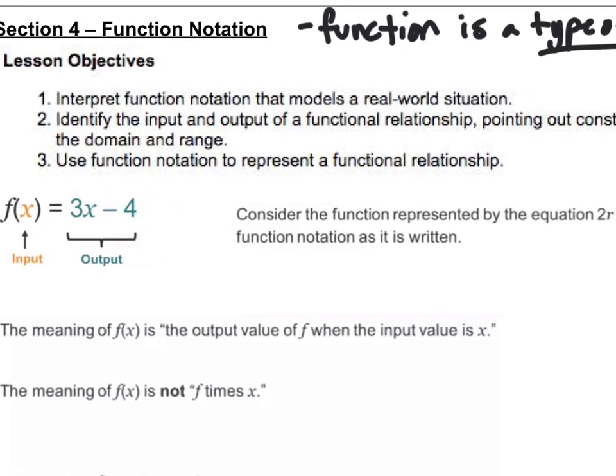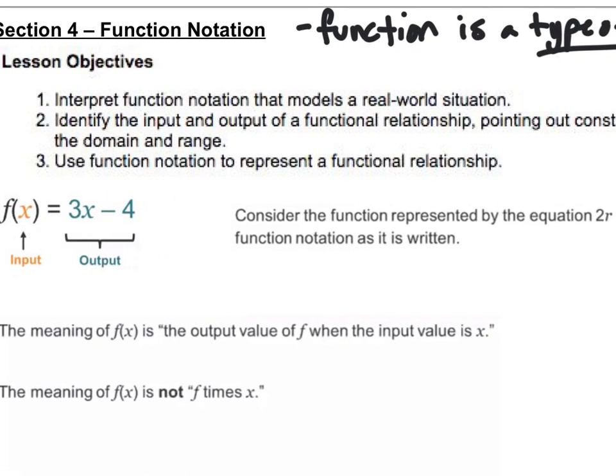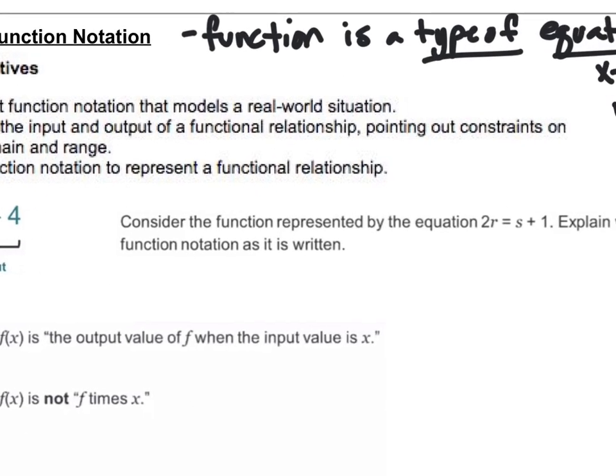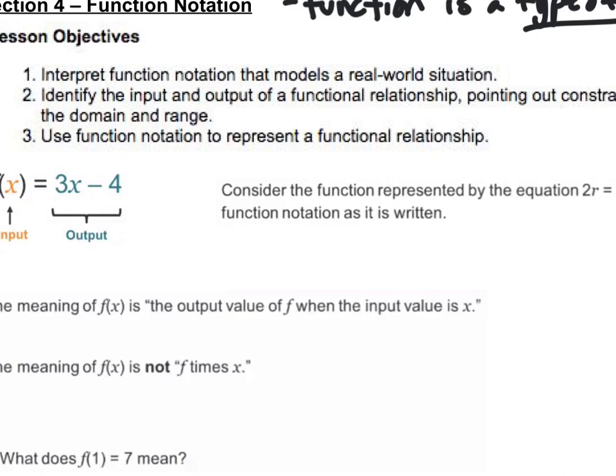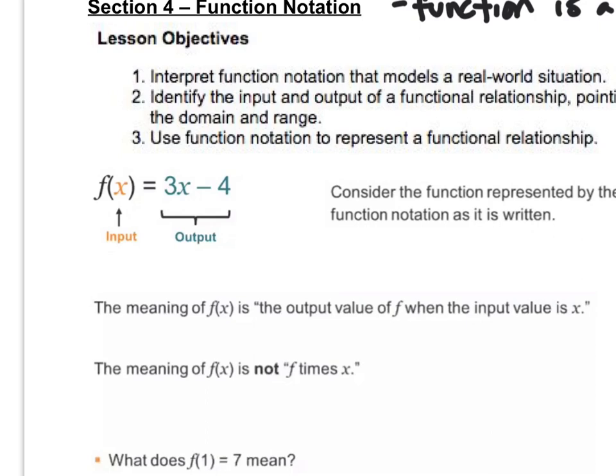And just before we go on, we talk about our objectives. We need to interpret function notation that models a real-world situation, identify the input and output of a functional relationship, pointing out constraints on the domain and range, and then use function notation to represent a functional relationship. So here's what you see, okay?